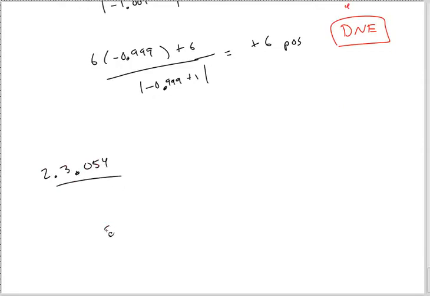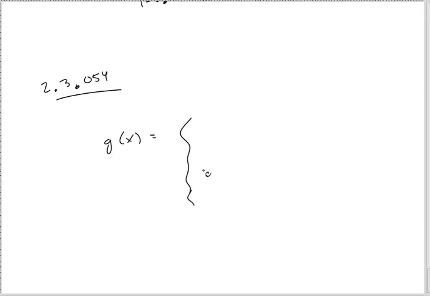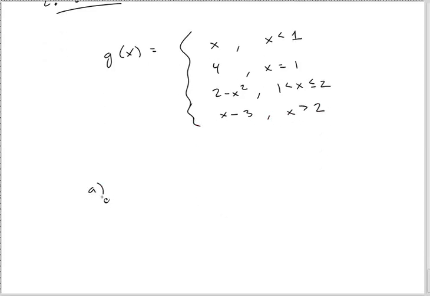Both are okay. g of x is equal to, and then we've got a big curly brace here, so this is a piecewise function: x, as long as x is less than 1. I've got 4 whenever x is equal to 1. I've got 2 minus x squared when x is between 1 and 2. And then I've got x minus 3 whenever x is greater than 2. Okay. Part A says find the limit as x goes to 1 from the left side.